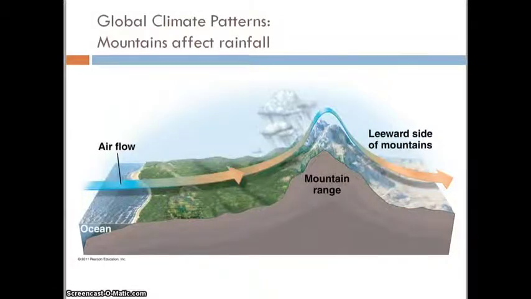Hi, so this is part 2 of chapter 52, talking about ecology, and more specifically within ecology, we're talking about the biosphere. Now we're looking at this slide, which is basically about how airflow toward a mountain range affects rainfall. First, you can see the airflow coming from the ocean right here.